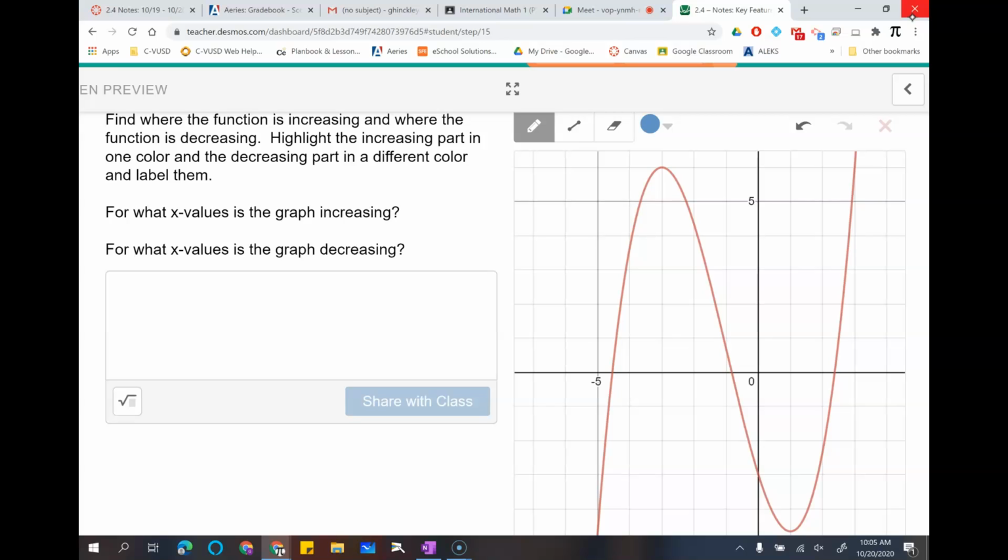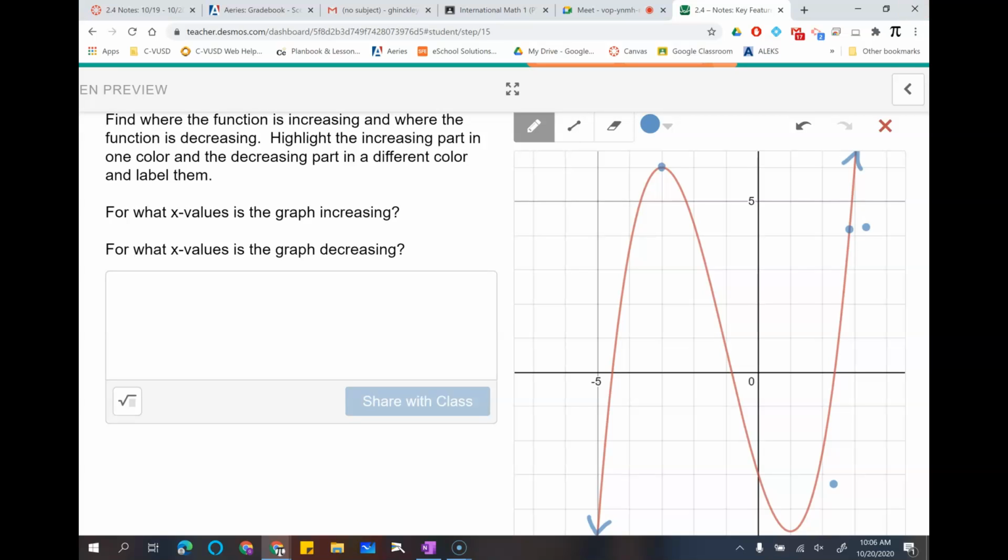All right, so we want to find where the function is increasing and where the function is decreasing. We're going to use different colors to indicate those different parts of the graph. So first off, we want to know that this function is going on forever. It's extending beyond this graph. Okay, that is not where it ends. It continues on.